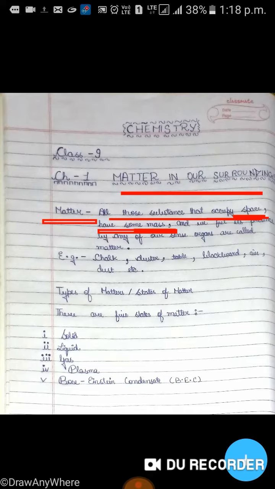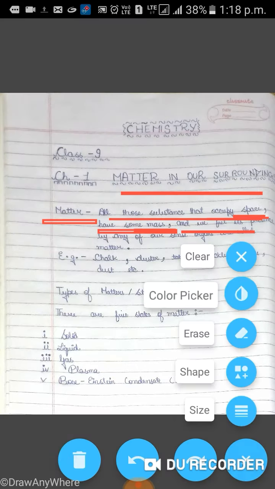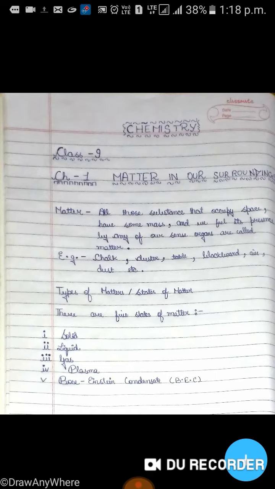Mass is the amount of atoms or particles in a substance, and we can feel its presence by our sense organs, which is called matter. Some examples are chalk, duster, table, blackboard, air, dust, etc. Everything which we see in our daily lives is matter or is made up of matter. Likewise, we are holding a phone in our hand to see some apps or videos. We can feel the phone through our skin. It is matter or is made up of matter.